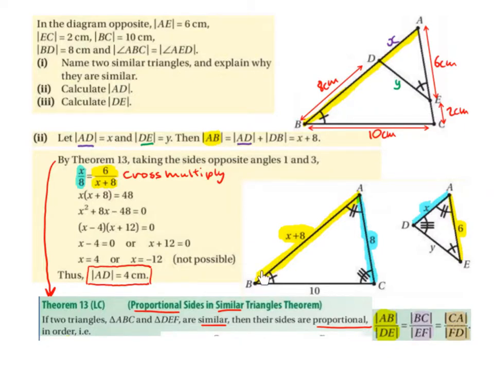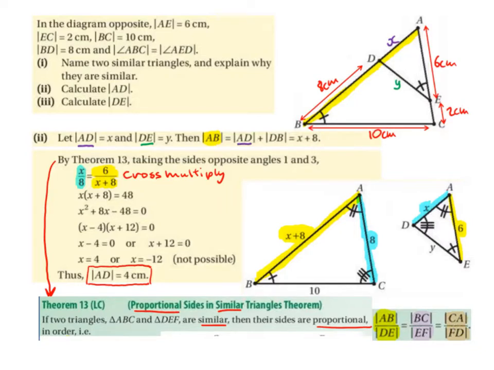So angle 1 is here, so the side opposite is 8, and angle 1 is here, and the side opposite that is x, and angle 3 is here, the side opposite that is x plus 8, and angle 3 is here, and the side opposite that is 6. So theorem 13 is the proportional sides in similar triangles theorem, and it says that if two triangles ABC and DEF are similar, then their sides are proportional in order, i.e. AB over DE is equal to BC over EF is equal to CA over FD.